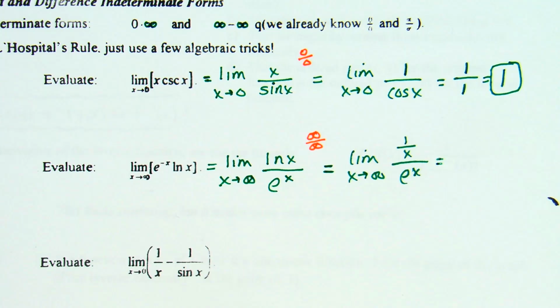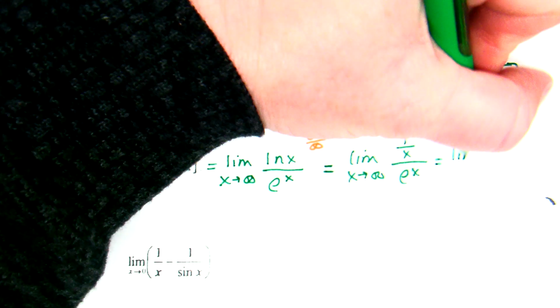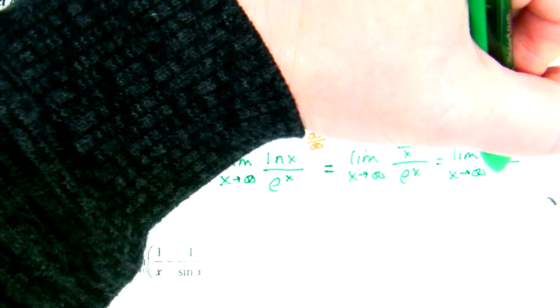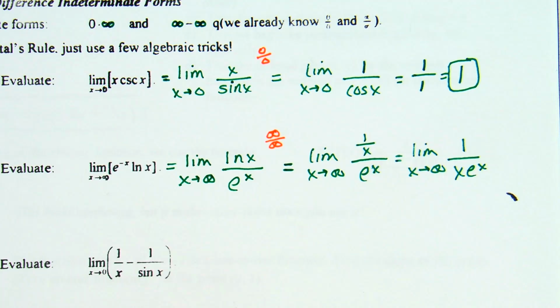Now, you can work with this as is. If you don't like that fraction within a fraction, then keep in mind 1 over x divided by e to the x could also be rewritten in a nicer fraction, which is 1 over x e to the x. And I don't know if you require that for your brain to process this or not. And you could plug in infinity in either one of these.